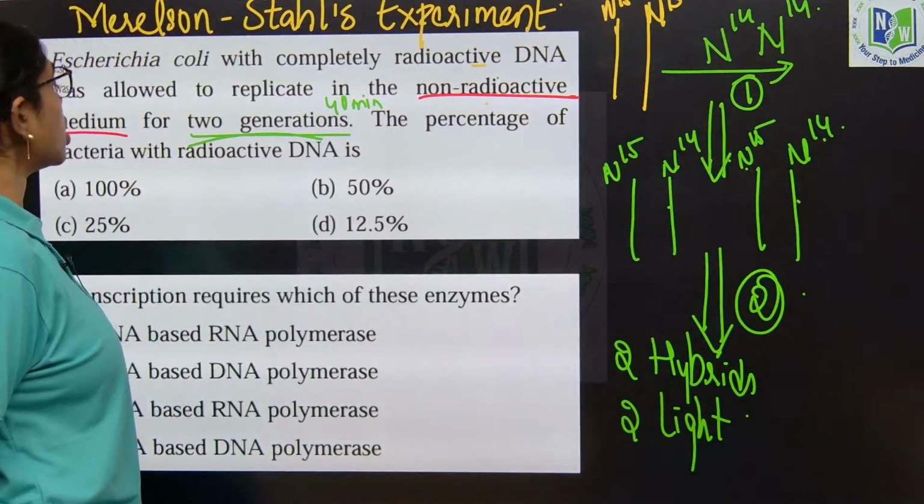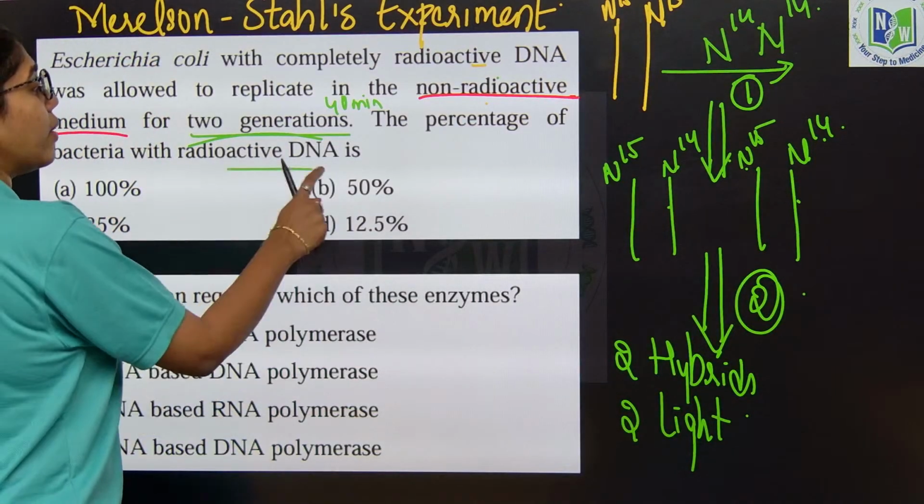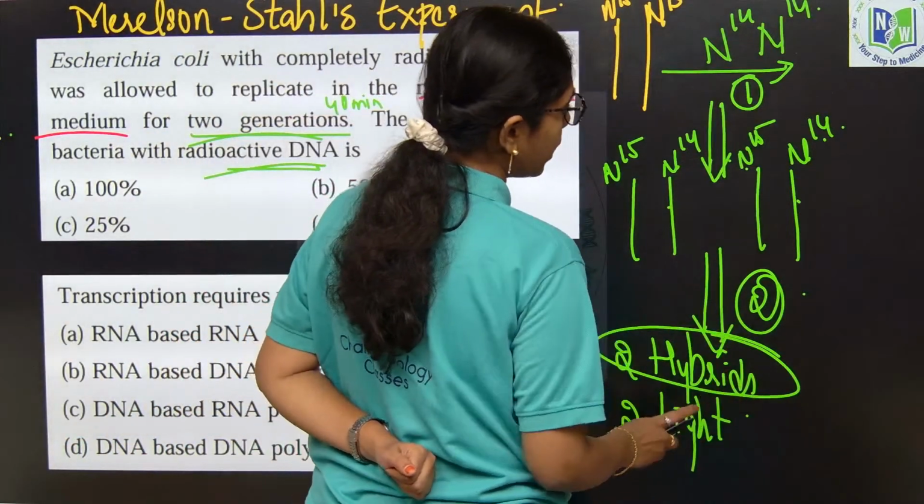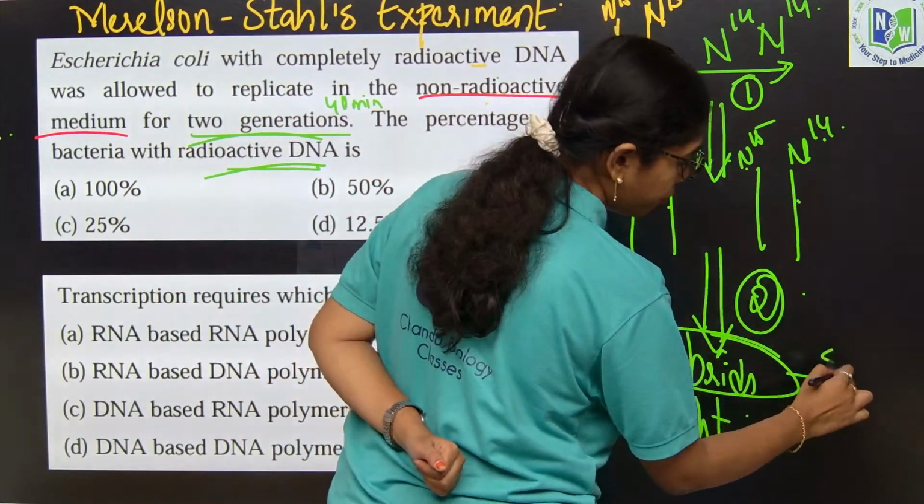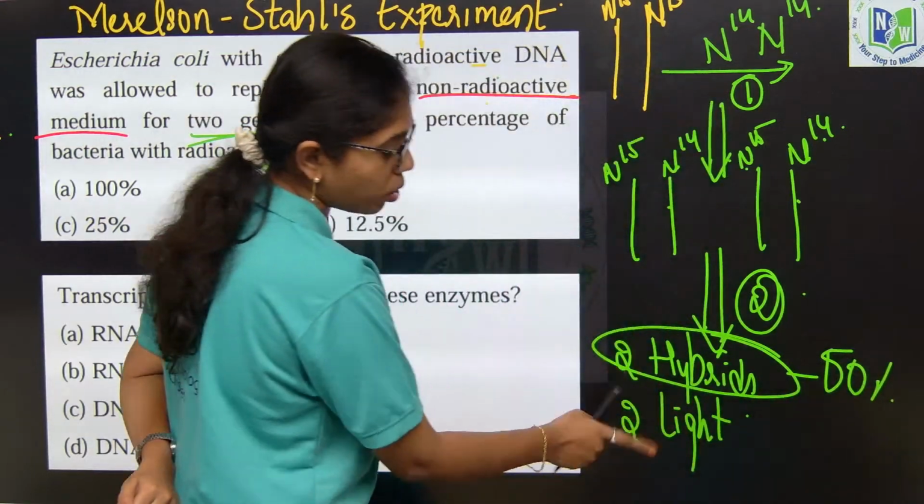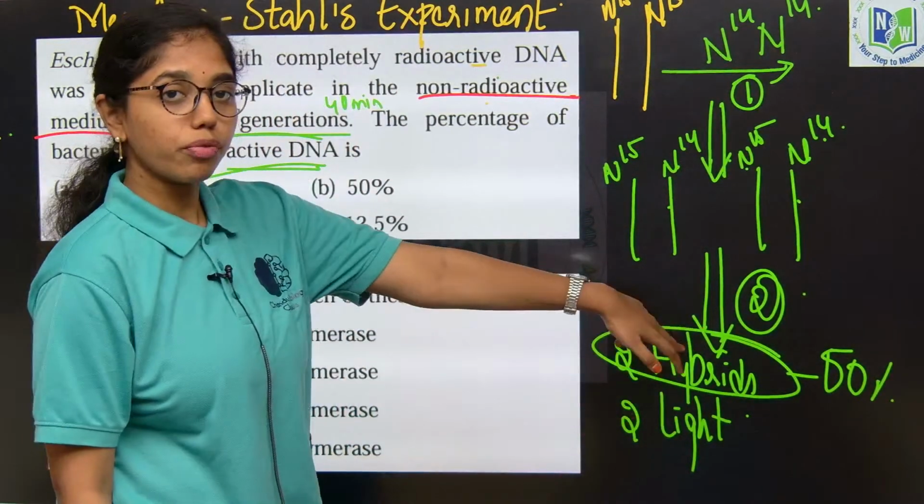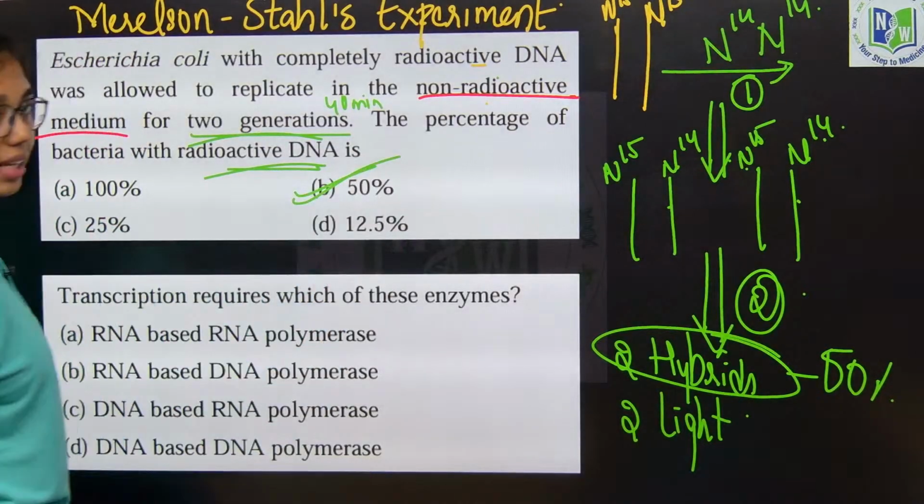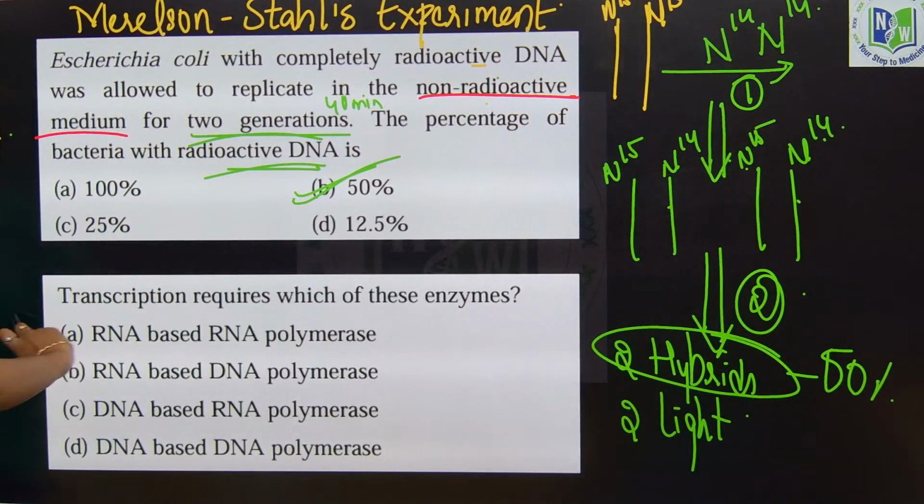So, the percentage of bacteria with radioactive DNA. What will be the percentage? 2 out of 4, that is half, 50%, right? Amongst the total, it is half. So 50%. What will be the right answer here? Option B is the right answer. Next question.